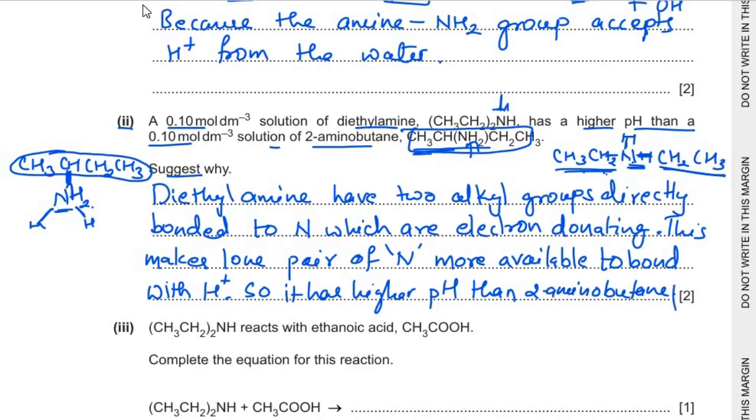Now this question is a 2-mark question and you have written 2 valid points explaining it, that is there are 2 alkyl groups bonded to it, which are electron donating and make the lone pair more available, or you can also say its electron density of nitrogen increases, that also can be explained.